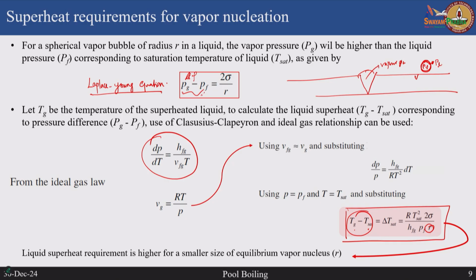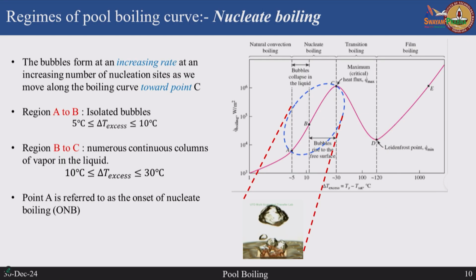This happens typically if you calculate for the average surface roughness, if you calculate for the smallest bubble, which is of the order of a micron or even smaller than a micron, this temperature difference for water comes out to be around 5 or 6 degrees superheat. Okay. So, this point is called the onset of nucleate boiling. So, I hope now you understand the reason why you do not get it exactly at the saturation temperature.